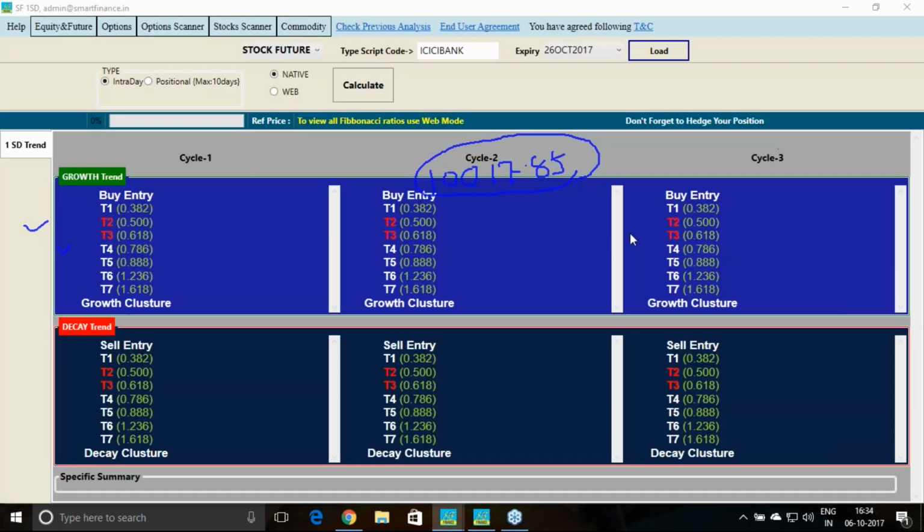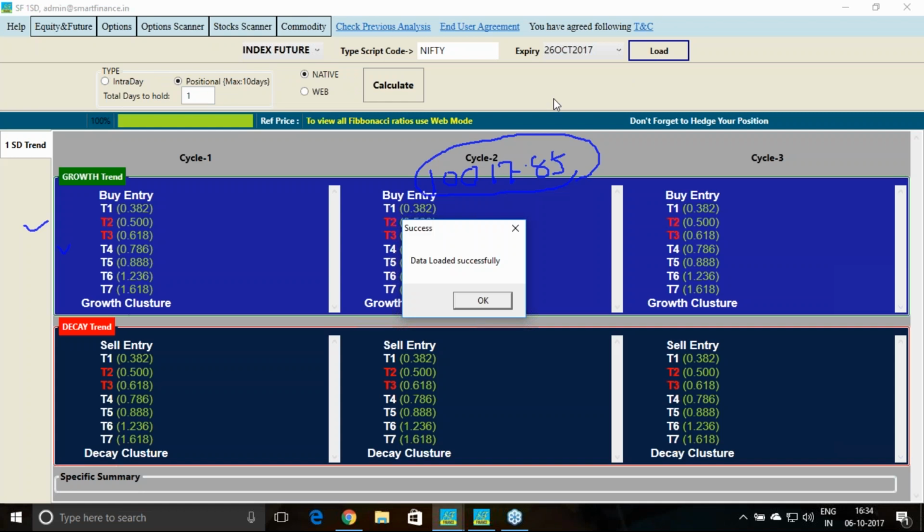So when we can calculate the levels for the next trading days, whenever you are having such kind of things, suppose I want to do the trade for the next day. What I have to do is go for the positional option. First I have to load the data, and data is got loaded. I have to go for the positional. Number of days you have to do 2 because current day is 1. So number of days are 2, and you have to just calculate.